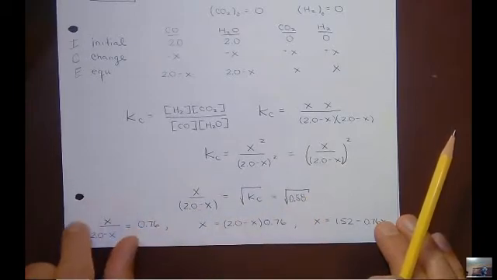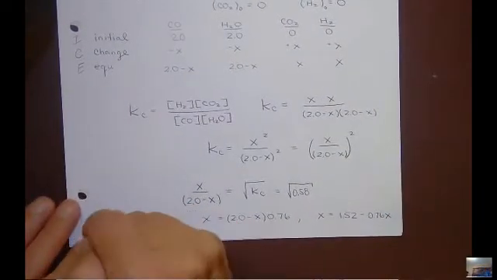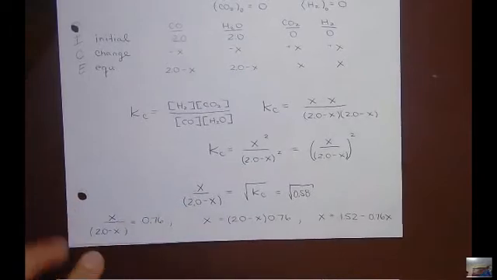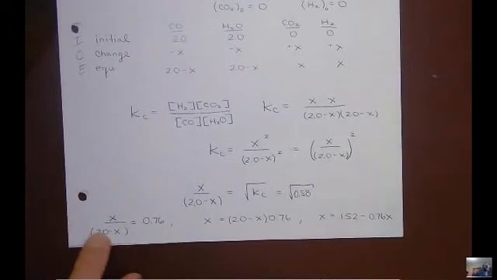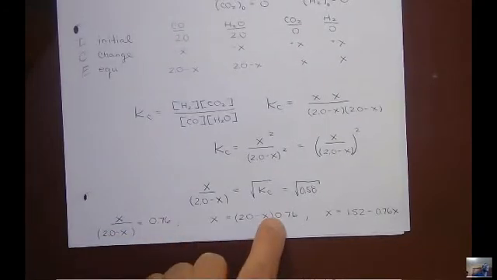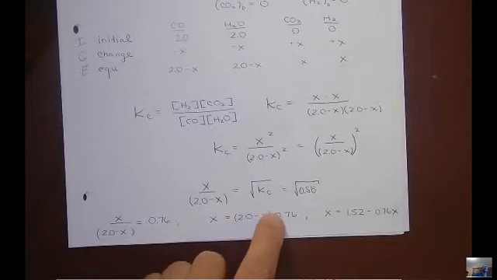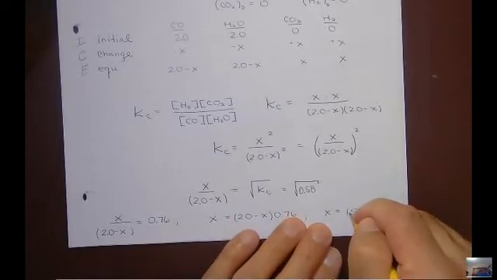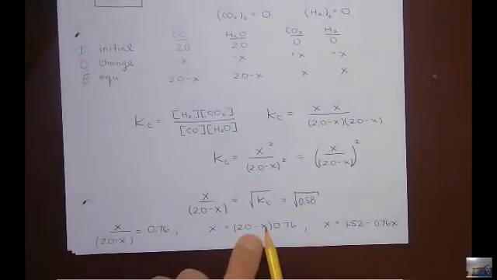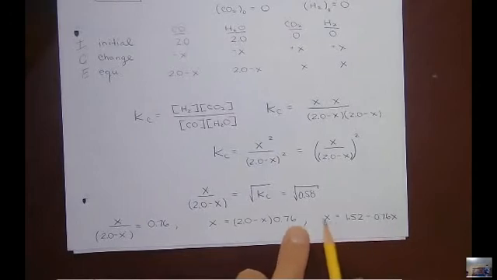Now this is not a quadratic equation. There's nothing to be afraid of. This is a linear equation. So the next step is just to gather like terms. So bring this 2 minus x up here, and then multiply through. What's 2 times 0.76? 1.52. And what's minus x times 0.76? Minus 0.76x. So right here, that's my whole equation.